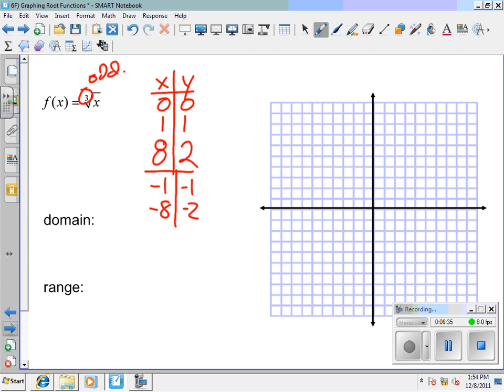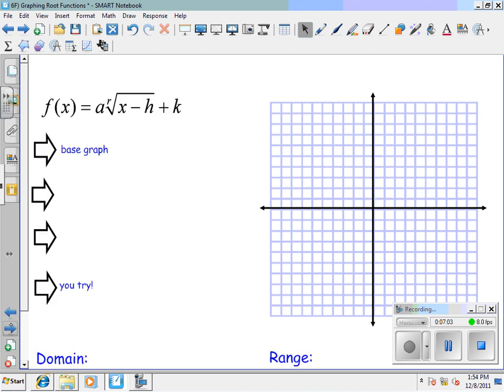Okay, so let's take a look here and graph this. So we have 0, 0, 1, 1. And then we have 8, 2, and the same thing on the negative side. So -8, -2. And notice we have a curve with a little switch here in the middle, a little turning point there. So what are my domain and range? It's an odd root, so most likely it's going to be all real numbers. And that's going to be the same for pretty much all odd functions.